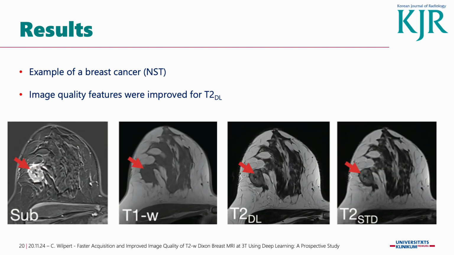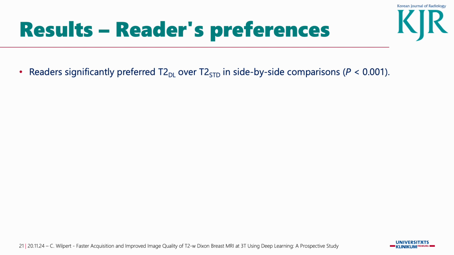Here you see an example of an invasive breast cancer, and you can see that compared to the contrast-enhanced subtraction image, the cancer is quite clearly visible also in the T2 sequence and much more sharp, and the microstructure is much higher in the deep learning sequence. Readers significantly preferred the deep learning sequence over the standard sequence in side-by-side comparisons.